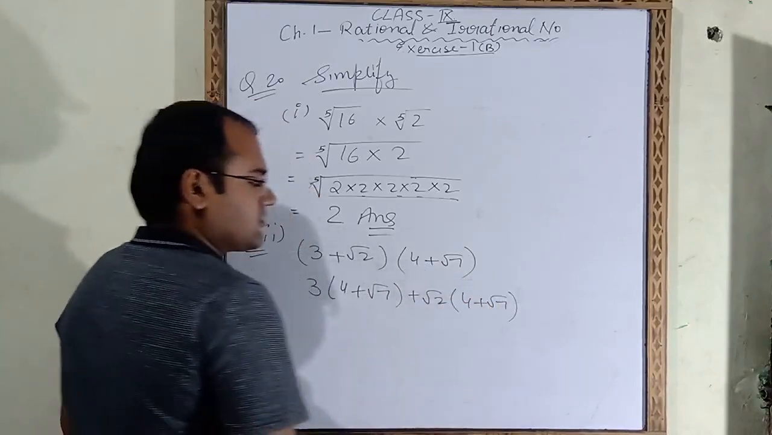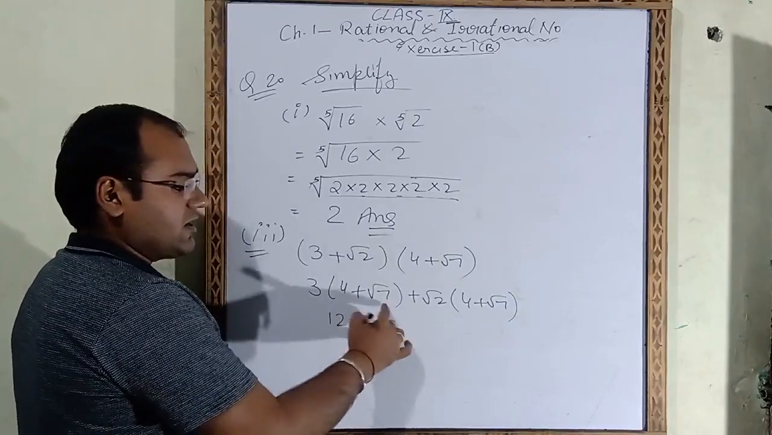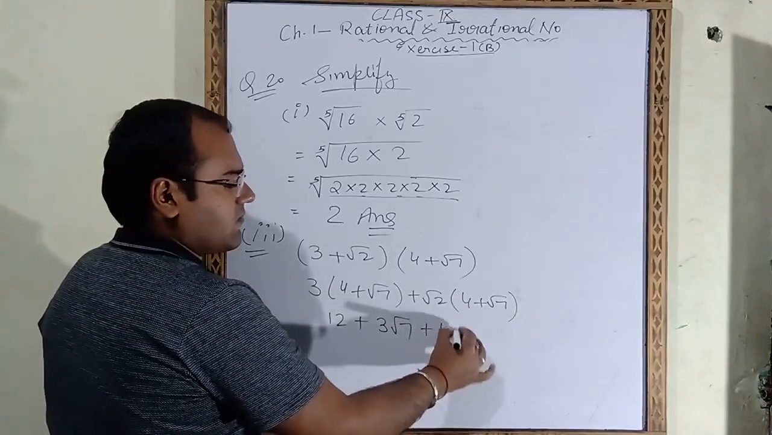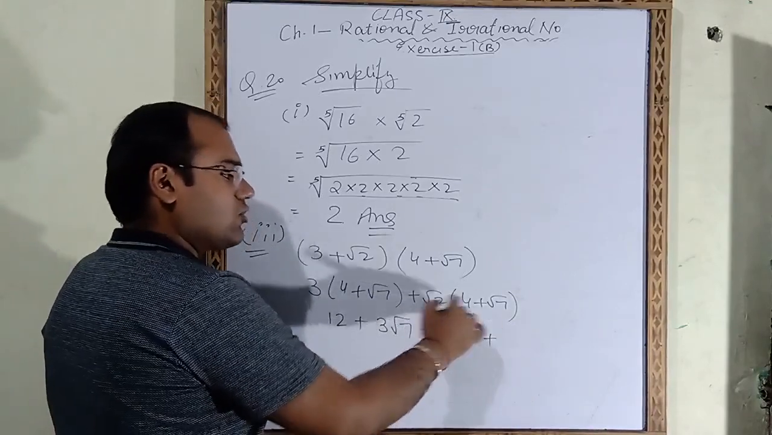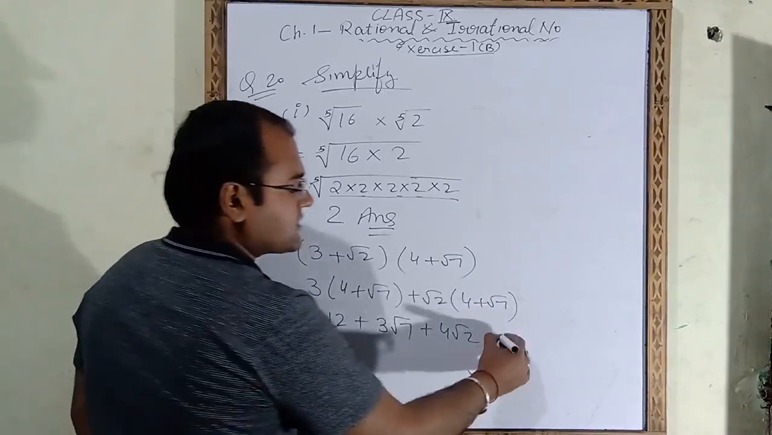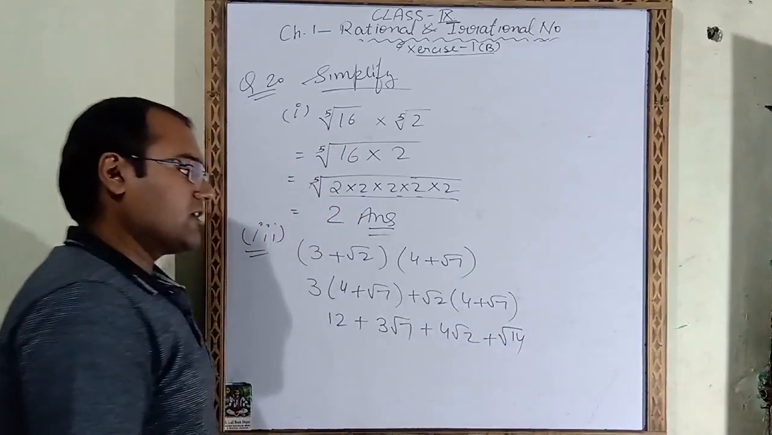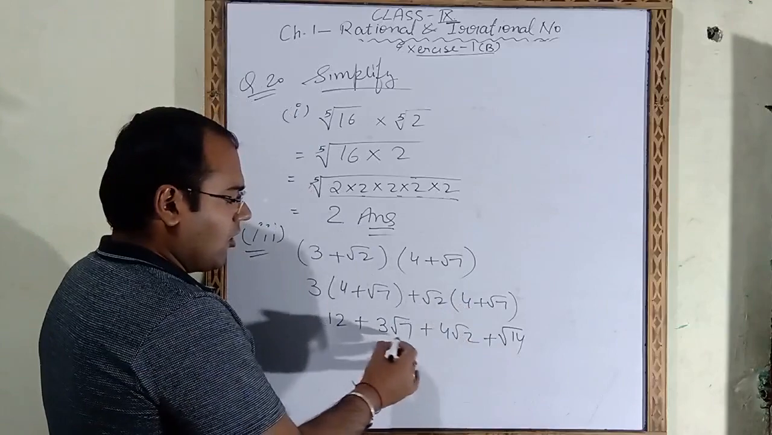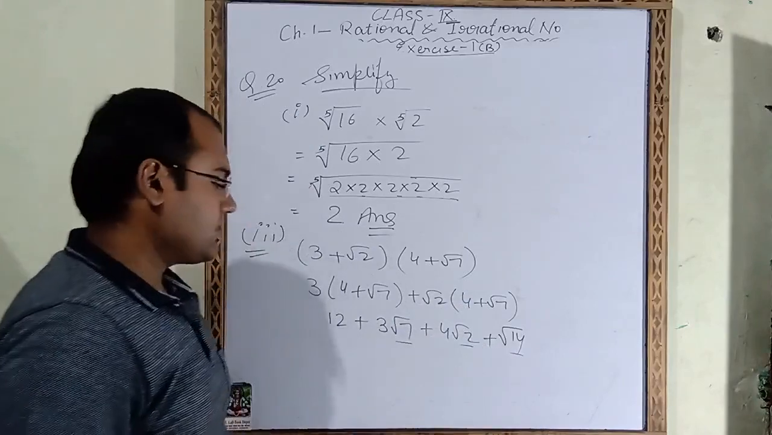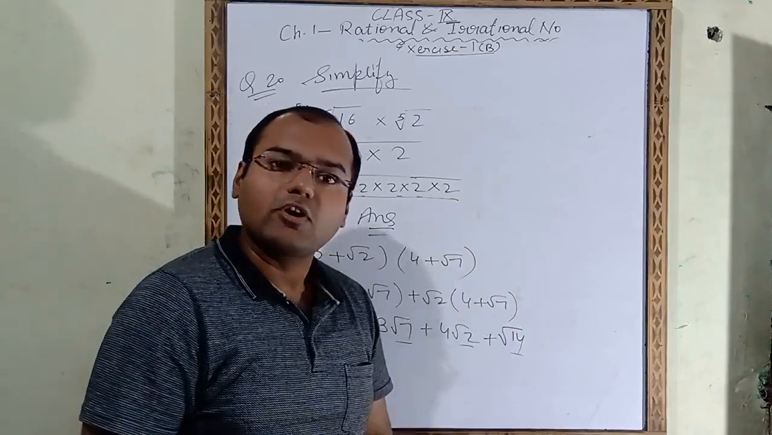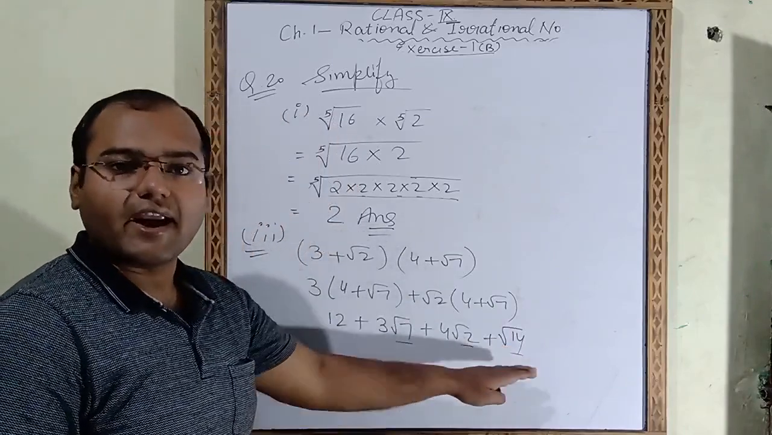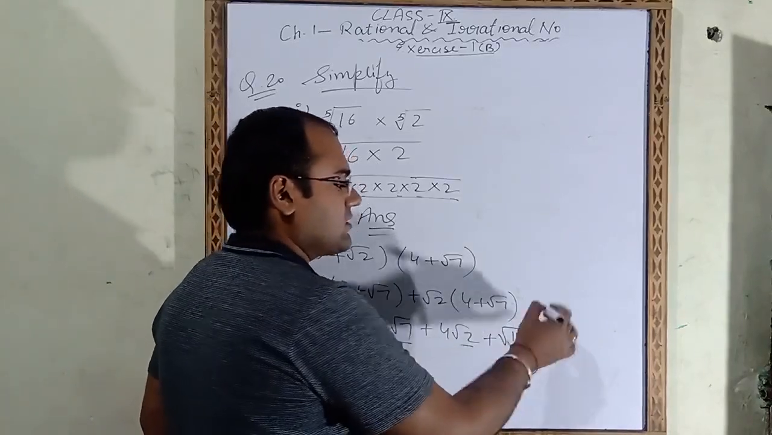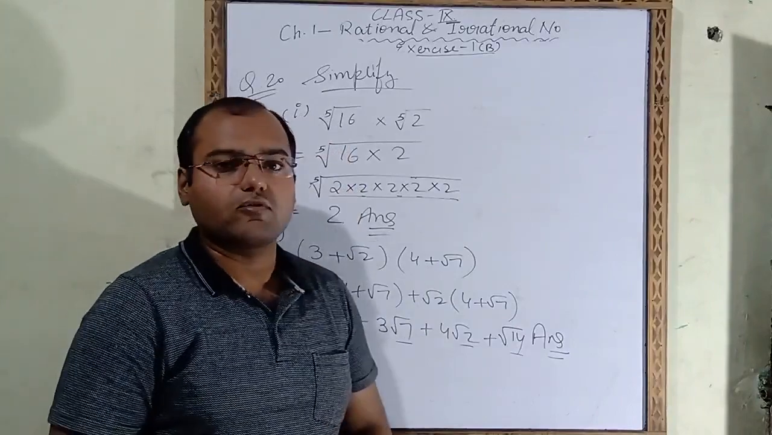3 times 4 is 12. 3 into root 7 will become 3 root 7. Plus root 2 into 4 will be 4 root 2. Plus root 2 into root 7. Root 2 multiply root 7, the answer will be root 14. Now all the roots are different. Here it is root 7, here it is root 2, here it is root 14. That means we will not be able to add these numbers. And here there is no root. That means the final answer is this one. So like this you have to do all the questions.